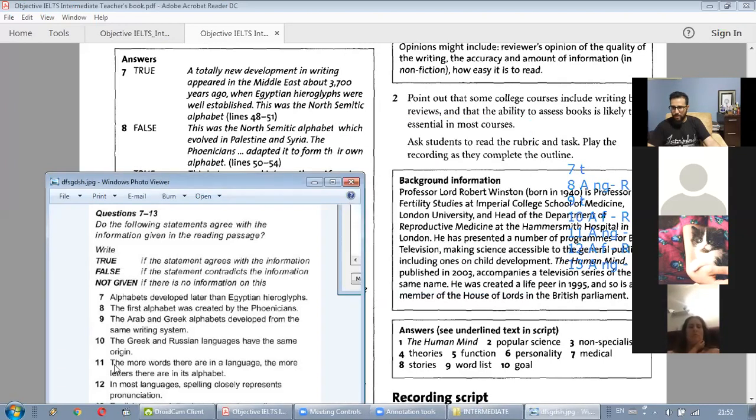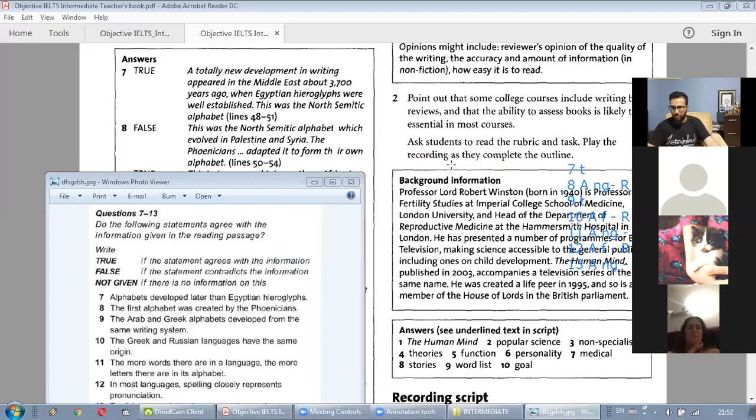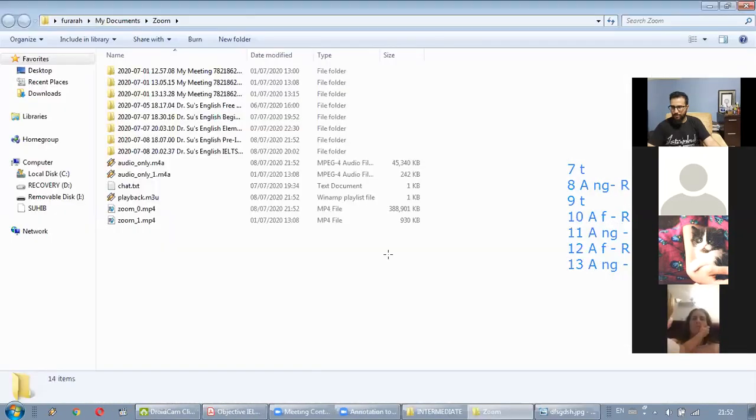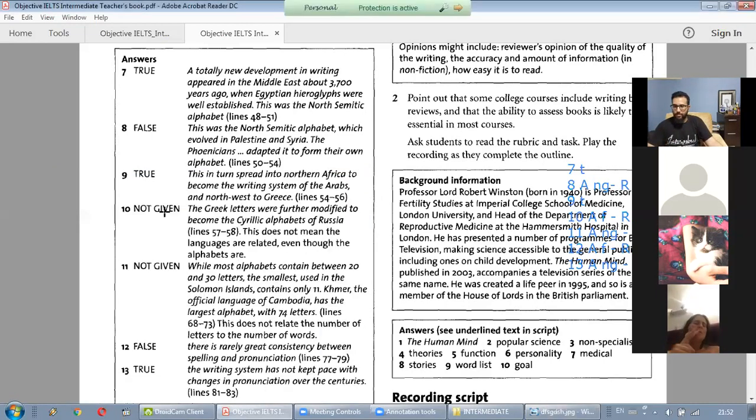So the question says, the more words there are in a language, the more letters there are in its alphabet. They're making some kind of relationship between the letters of a language and the number of words. But there's clearly no information about this.